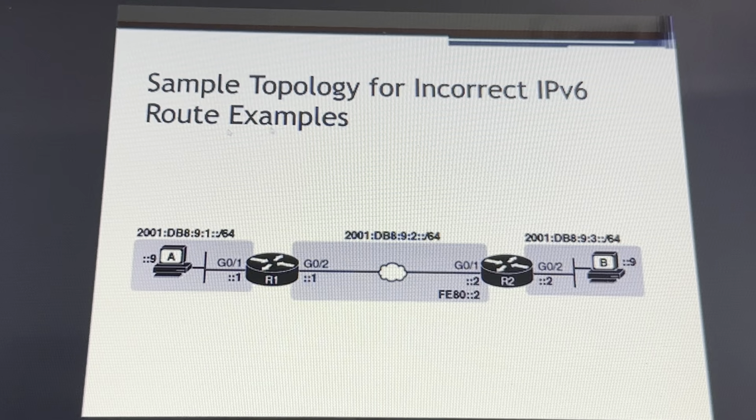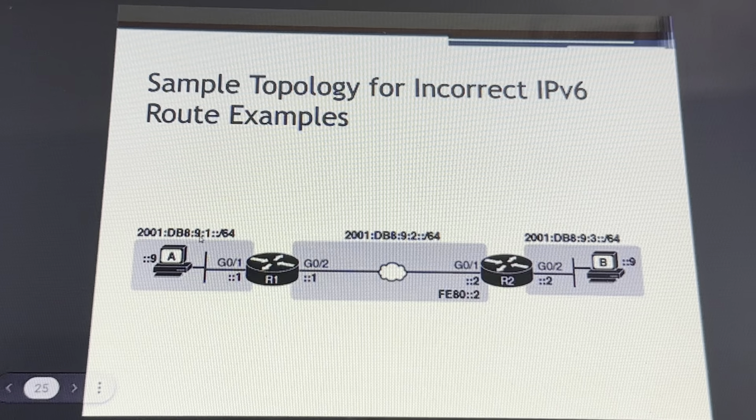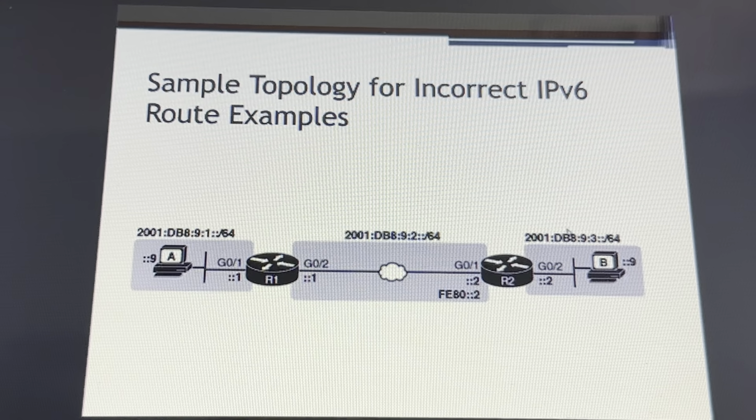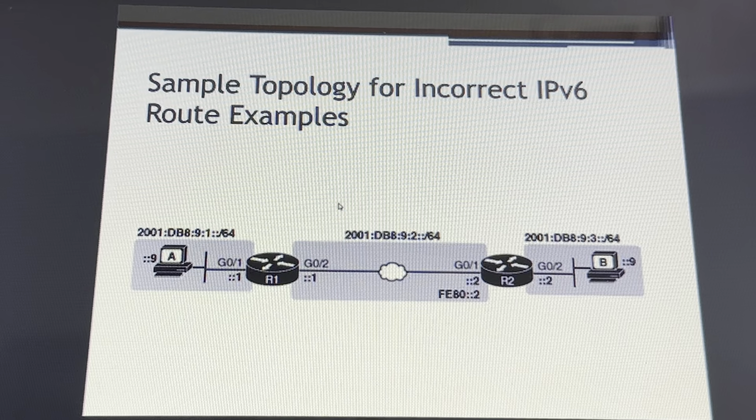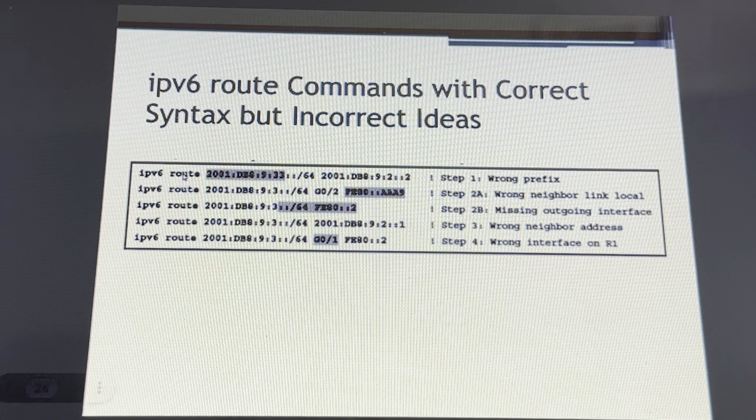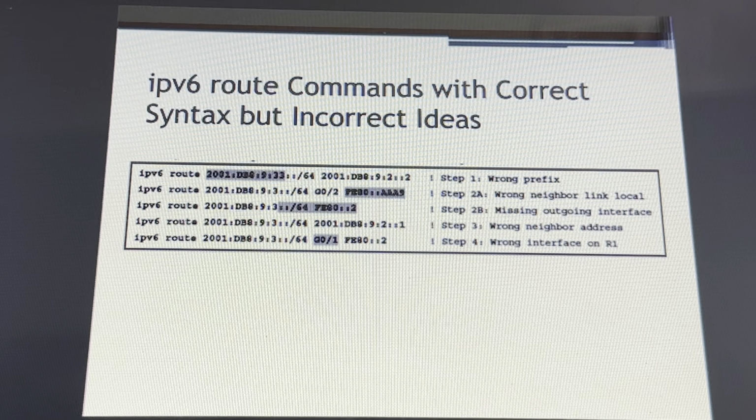All right, so this is a sample topology. We have the 9.1 network, the 9.2 network, and the 9.3 network. And if we look at our routes we put in, so this is on R1. Yeah, so we put in IPv6 and we put in the wrong prefix, right? We did 3 as opposed to 3::. So this is clearly not going to work, right? It's not going to pass traffic appropriately.